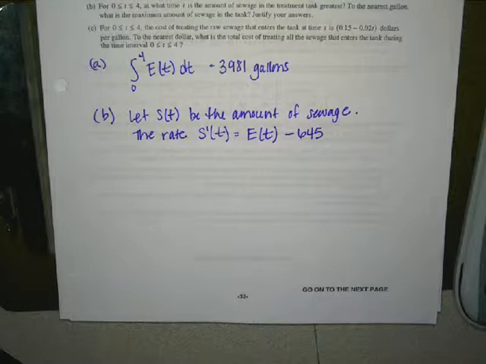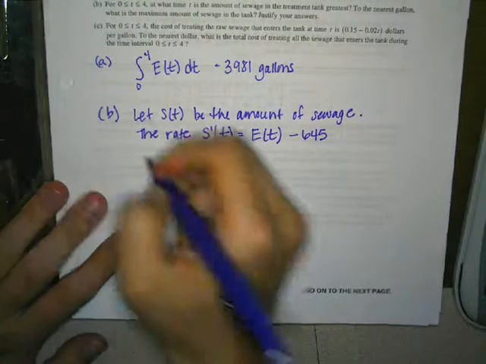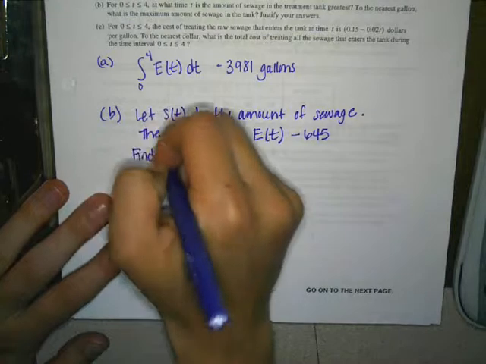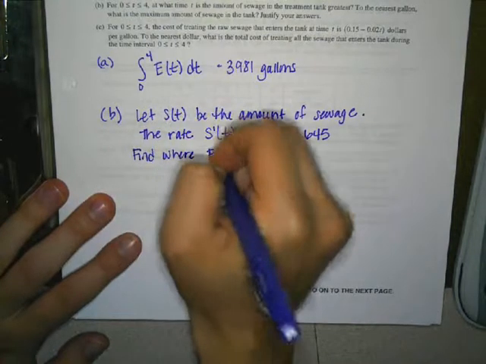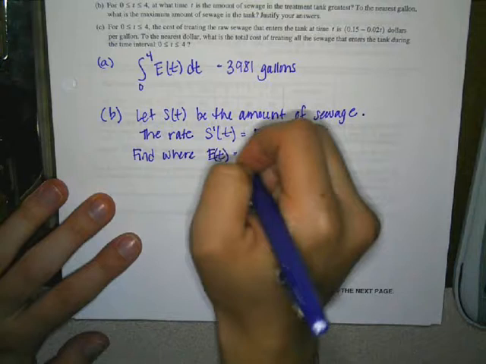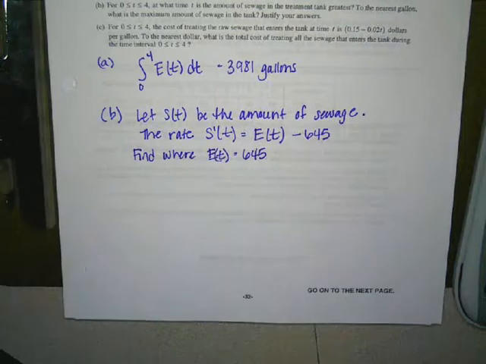So we're going to use the function that we have, and we're going to find where E of t not equals 0, but equals 645.